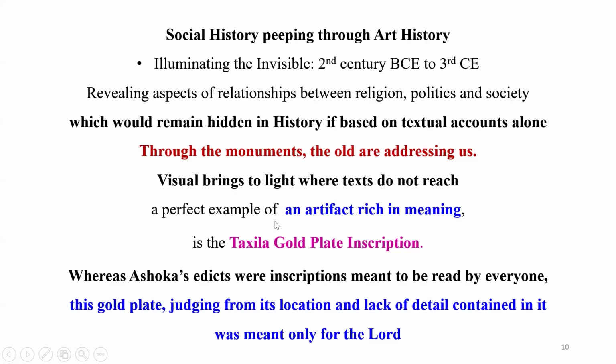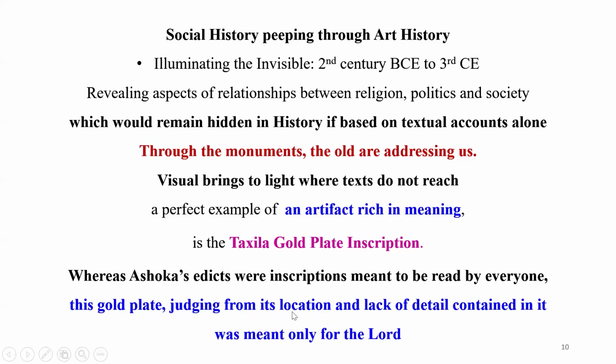And a perfect example of this, an artifact which is rich in meaning, is the Takshila gold plate inscription. And this is a point I'm making again: whereas Ashoka's edicts were inscriptions meant to be read by everyone, this gold plate, judging from its location and the lack of detail contained in it, was meant only for the Lord.